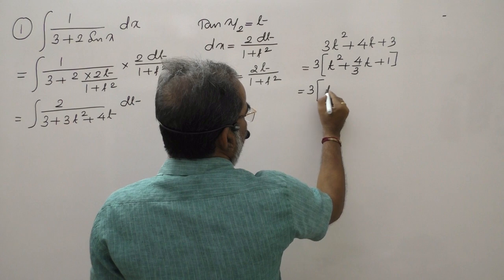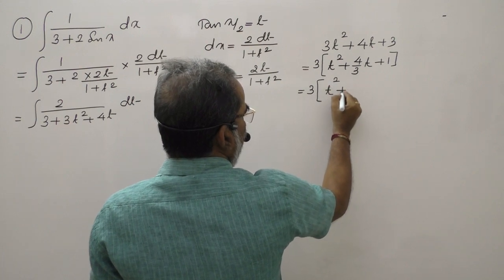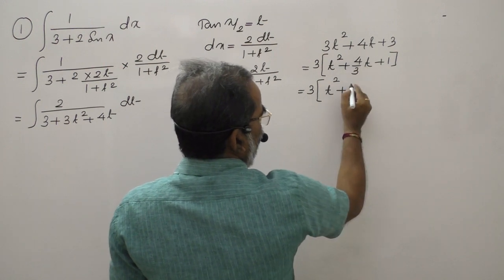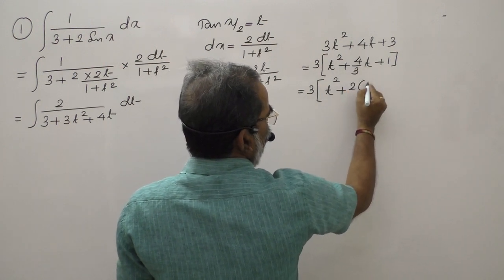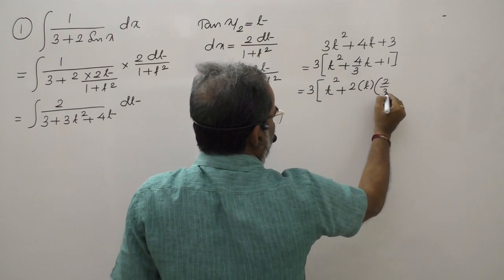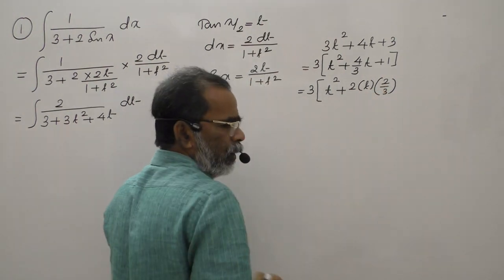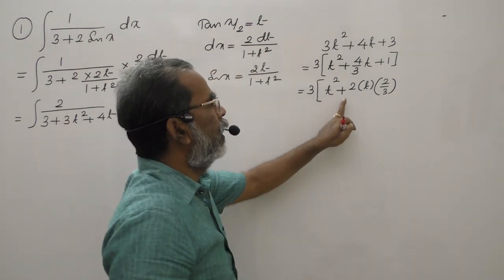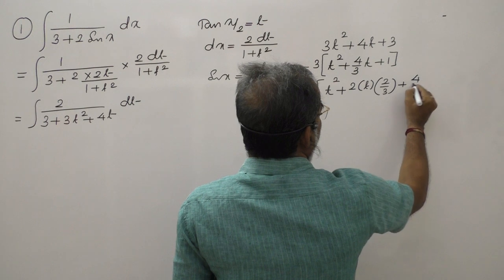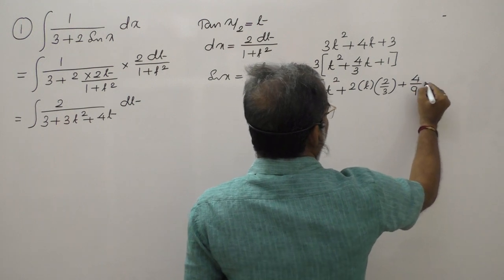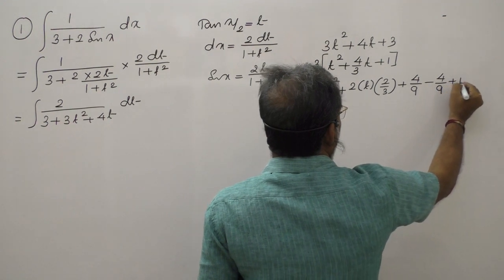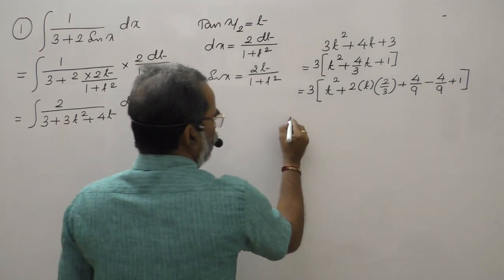What is there? t square, that means a square. 2ab is required. There is 2 here. Therefore 2 into t into what will be there? Only 2 by 3 will be there because we wrote 2 here. Now this is a square plus 2ab. If b square is there, it can be written as a perfect square. Therefore adding and subtracting 4 by 9.